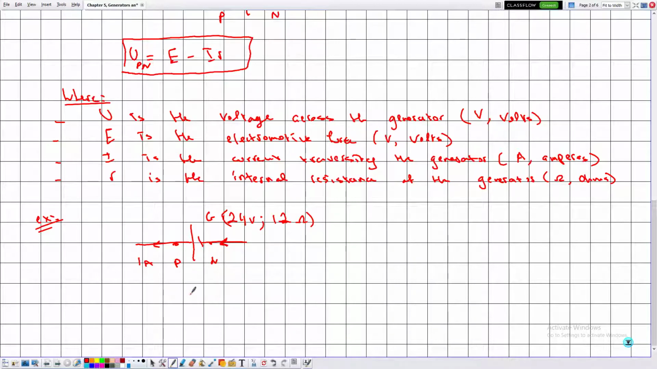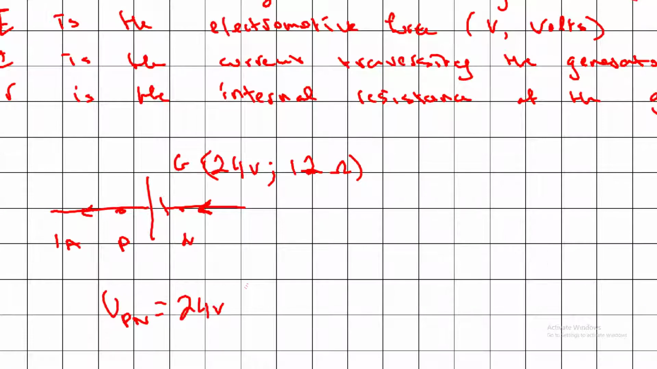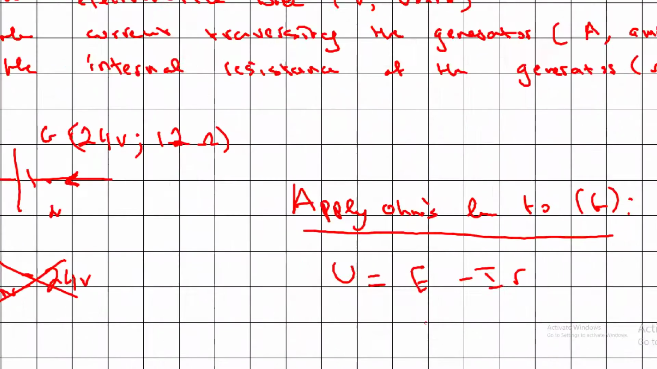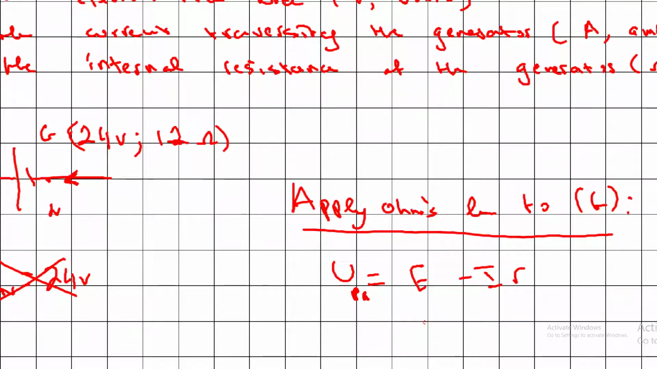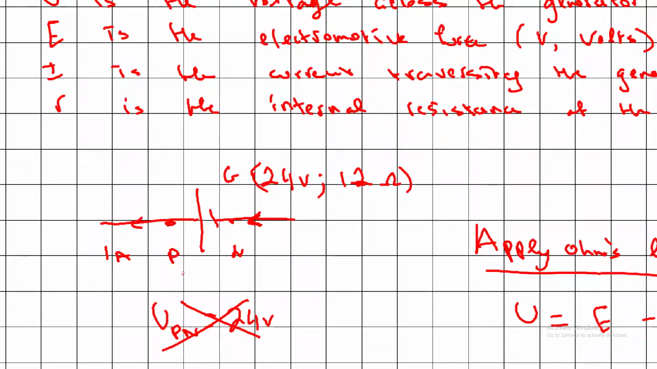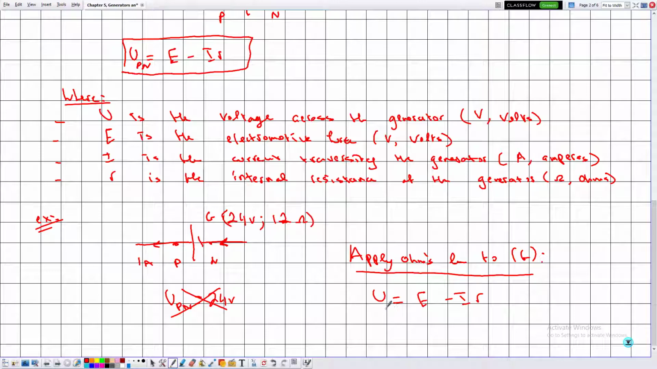Now previously we used to write that UPN is equal to 24 volts, but this is not the case because now we have an additional term due to this internal resistance. So we cannot say that UPN is equal to 24 volts. This is wrong. We need to apply Ohm's law to the generator G, and the voltage U is given by E minus IR. But now we need to place the points here. It will be either UPN or UNP depending on the direction of the current. Since this is classified as a generator, we will move from the positive pole to the negative pole. So this is P to N.